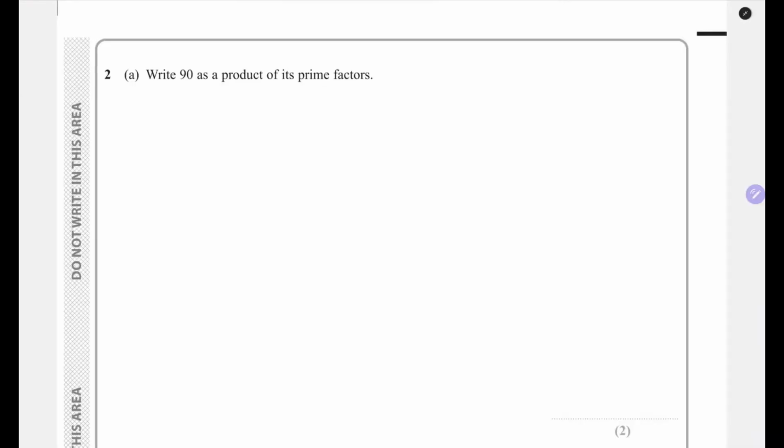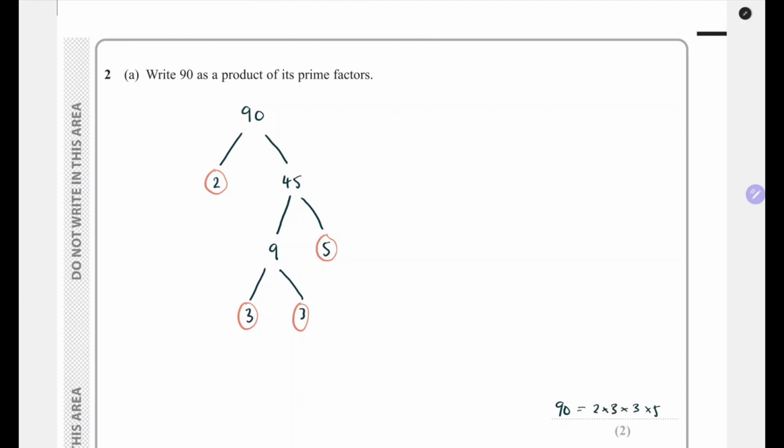Question 2a is asking us to write 90 as a product of its prime factors. So we're going to use our tree diagram. 90 can be broken down into 2 multiplied by 45. Now 2 is a prime number, so we can't go any further there. 45 can be written down as 9 multiplied by 5. And 5 is also a prime number, so we're going to stop there. And then 9 can be broken down further into 3 multiplied by 3. And 3 is also a prime number. And so our final answer can be written as 90 is equal to 2 multiplied by 3 multiplied by 3 multiplied by 5.